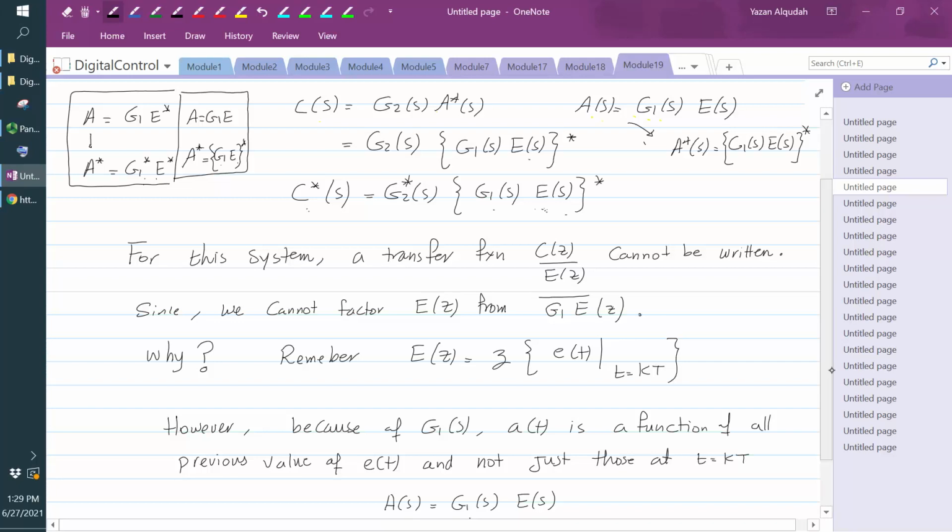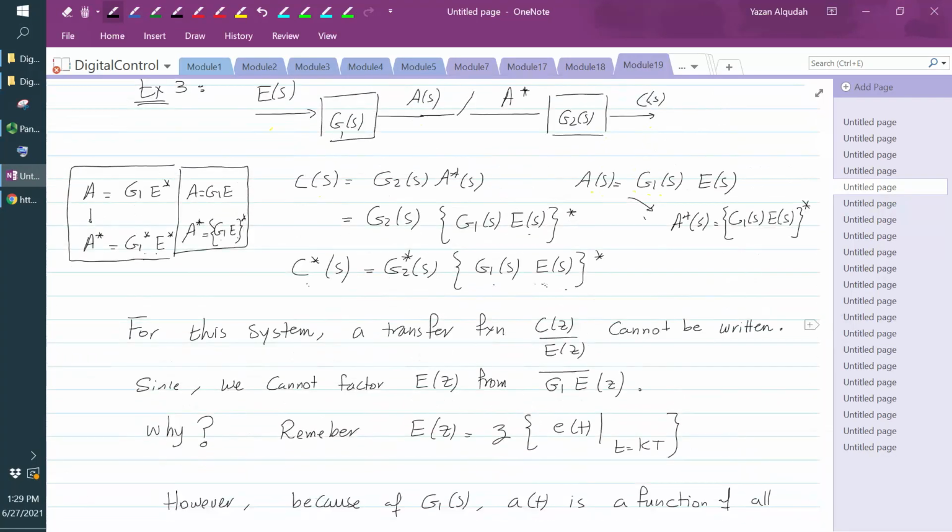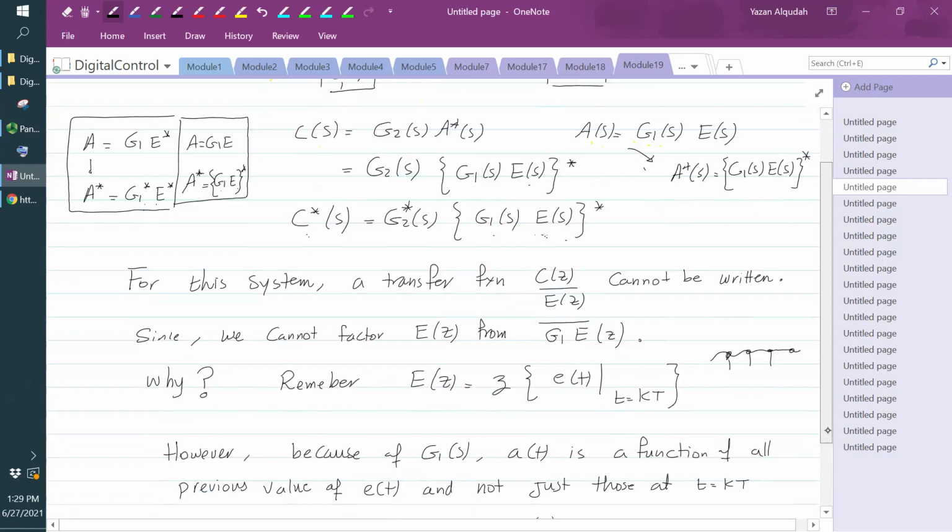Now, why is this the case? I mean, just to give you more understanding of why this happens. Why is it I'm not able to write the expression or the transfer function between C and E of S? The reason is the following. If I take the Z transform of E, E of Z is equal to the Z transform of E of T at sampling time. So if I take the signal E of T, take the samples, I can calculate the Z transform from these samples.